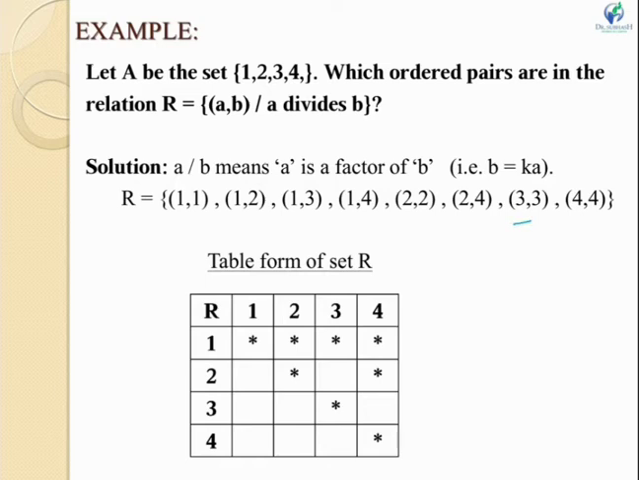So the ordered pairs with respect to 3 will be 3 3, and with respect to 4 will be 4 4, and this we have denoted here in table form. You can see all the sets here: 1 1, 1 2, 1 3, 1 4, 2 2, 2 4, 3 3 and 4 4. So in this way we can write the ordered pairs according to the given condition.